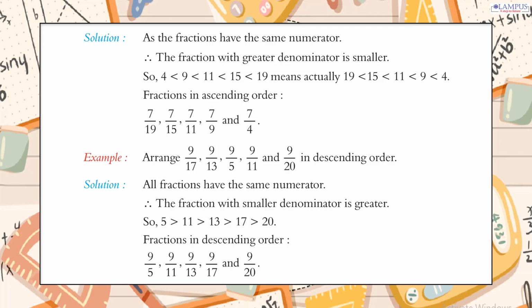Example. Arrange 9 by 17, 9 by 13, 9 by 5, 9 by 11, and 9 by 20, in descending order. Solution. All fractions have the same numerator. Therefore, the fraction with smaller denominator is greater. So, 5 greater than 11 greater than 13 greater than 17 greater than 20. Fractions in descending order. 9 by 5, 9 by 11, 9 by 13, 9 by 17, and 9 by 20.